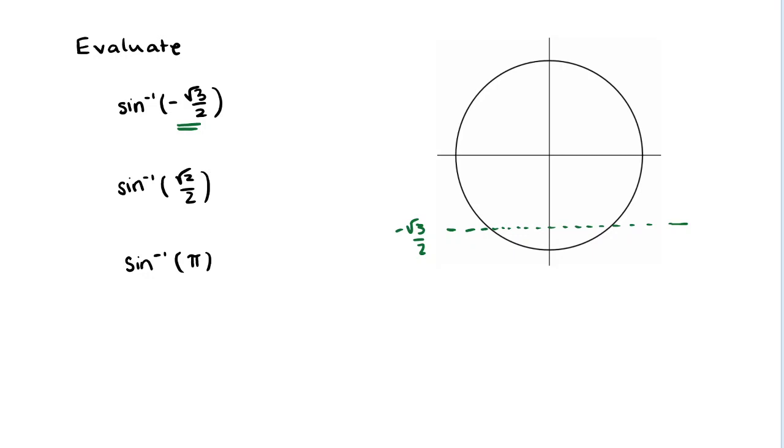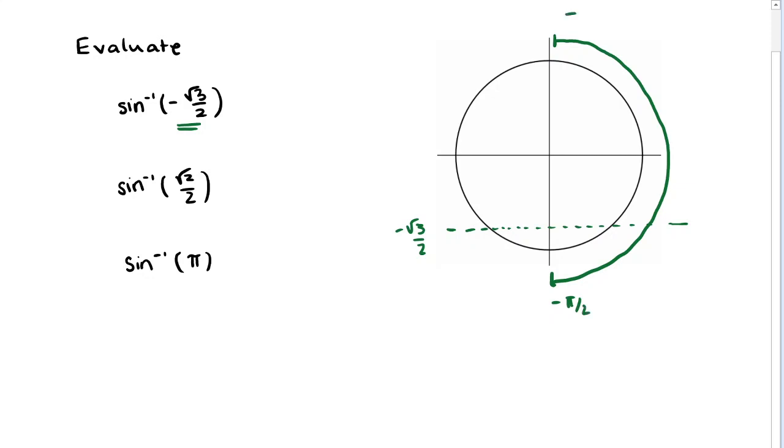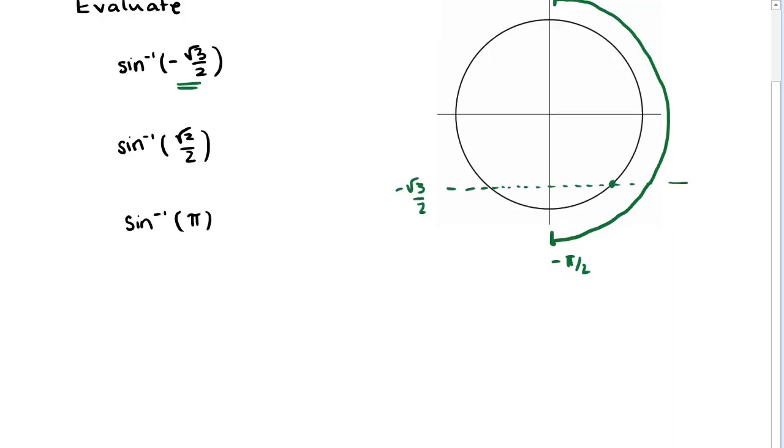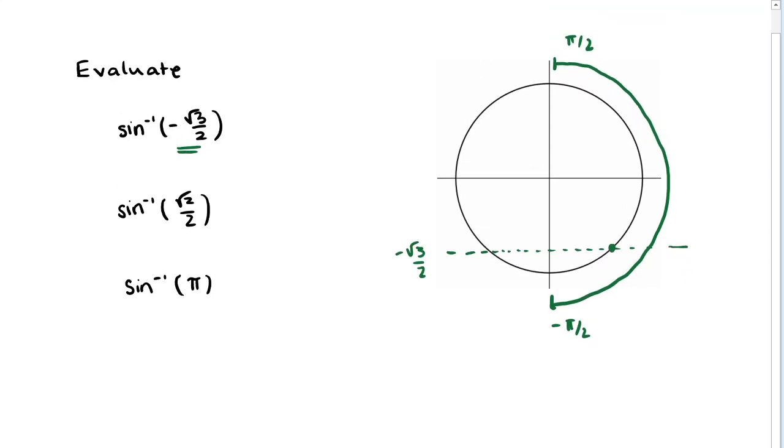And what we're asking for is the corresponding angle that gives us this y coordinate of negative square root of 3 over 2. But we're only asking for angles between negative pi over 2 and pi over 2. And so there are many different angles that give us this output of negative square root of 3 over 2, but we're specifically looking for this angle that falls in this interval here. So here in this picture, sine inverse of negative square root of 3 over 2 would give us this angle here between negative pi over 2 and pi over 2.